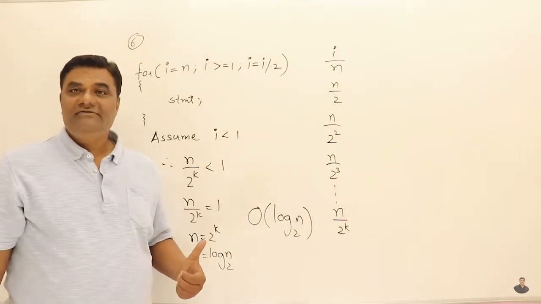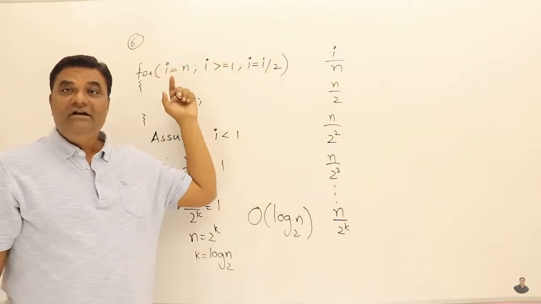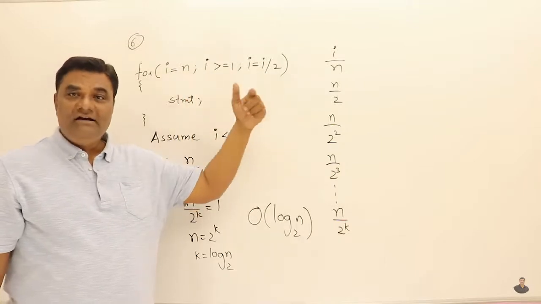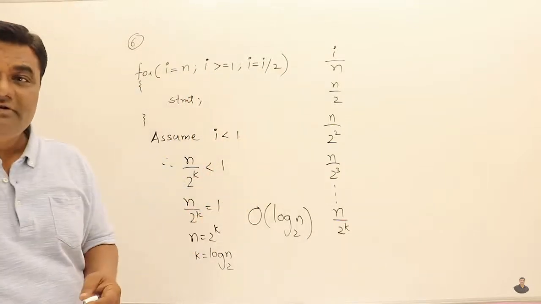So the previous one, in the fifth example, I have shown you that it was multiplying every time and starting from 1. Now this is dividing every time and starting from n. And up to what? Up to 1 it is reaching. So it's order of log n.